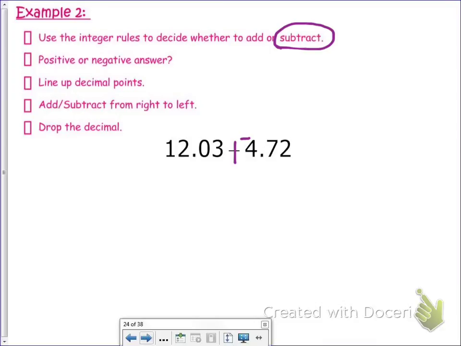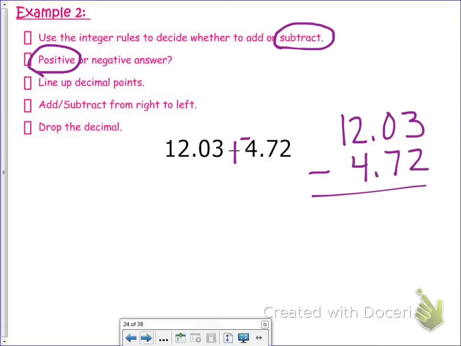So what we do here is there are more positives than there are negatives, so that means we will have a positive answer. And now that we are back in adding, we have different signs, so we are going to subtract and keep the sign of that higher number. We already know that our sign is going to be positive because 12 is bigger than 4. So we have 12.03 minus 4.72. Yet again, notice how those decimals are all nice and lined up right here. So we want to make sure that we're always lining them up.